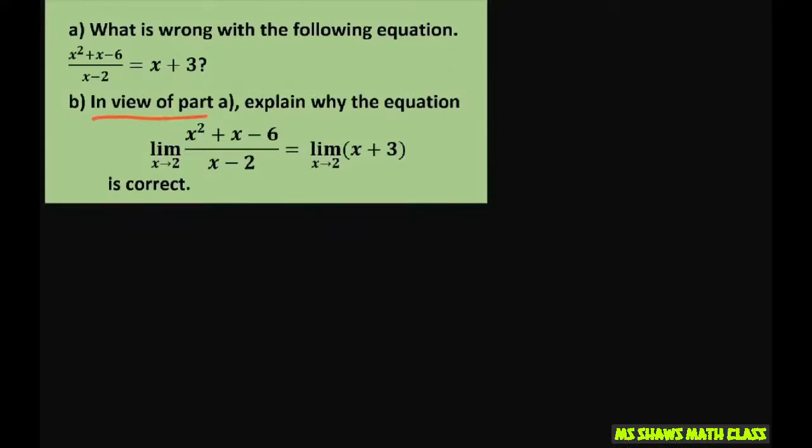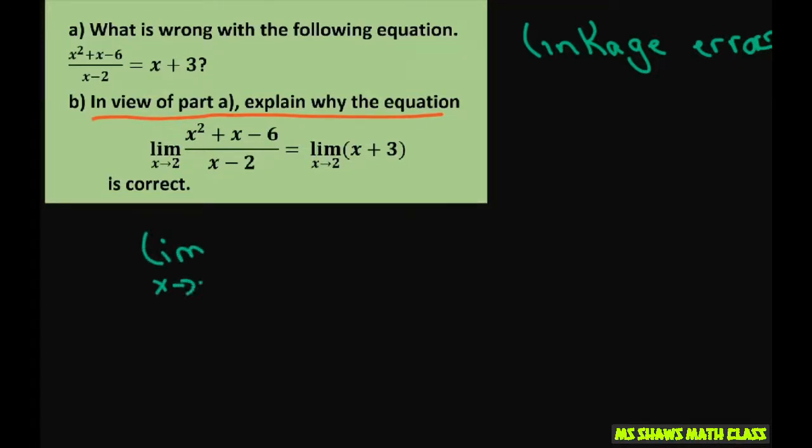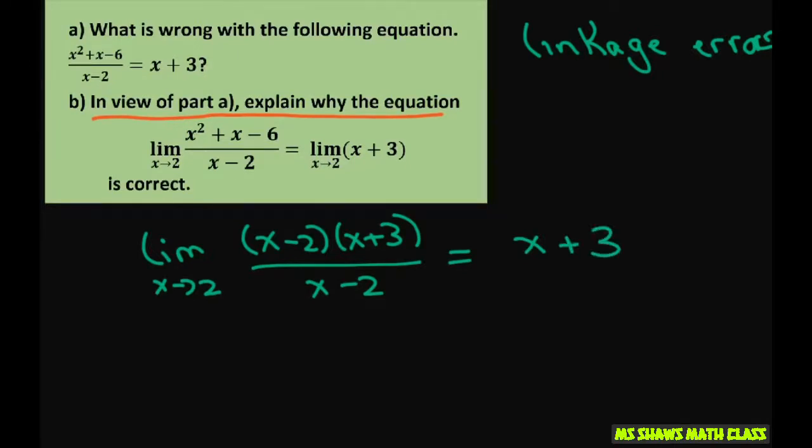So in view of that, we're going to explain why this equation is good. Basically, we don't want to have linkage errors. That's what it's called, linkage errors. So what you don't want to do when you're starting with limits is say, well, the limit as x approaches 2, and I'm going to go ahead and write this as x minus 2 times x plus 3 divided by x minus 2. What you don't want to write is this is x plus 3, and then plug in the 2. Because that doesn't make sense. They're totally two different graphs. That would be considered on an AP exam as a linkage error.